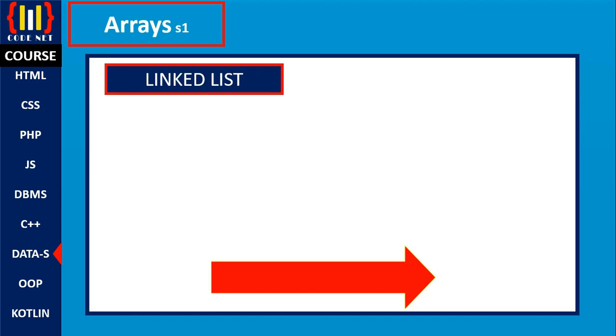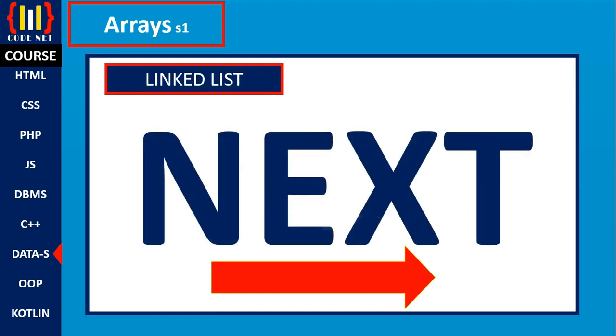Let's proceed to our next session, as we now want to introduce another type of data structure which is called a linked list. Here we understand the difference between a linked list and the arrays and how we can implement a linked list.